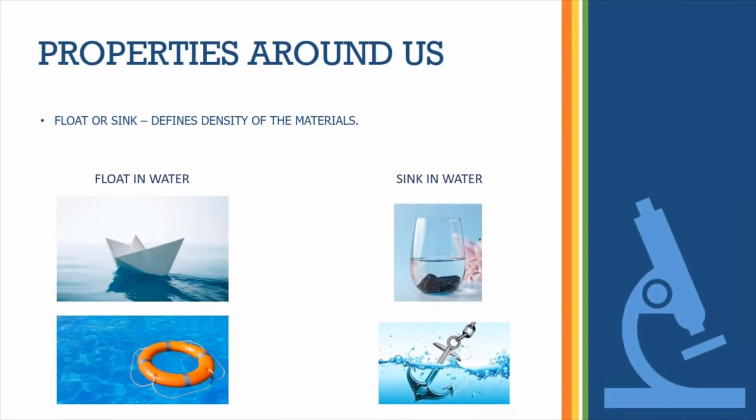Floating and sinking. This property defines the density of the material. For example, the density of paper is less than that of water, so paper floats. Whereas the density of metals and solid stones is higher than water, so they sink.